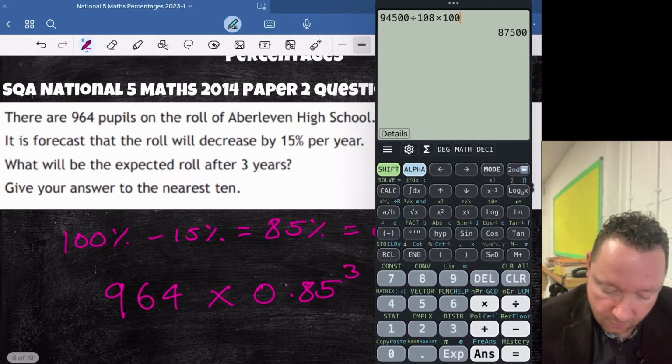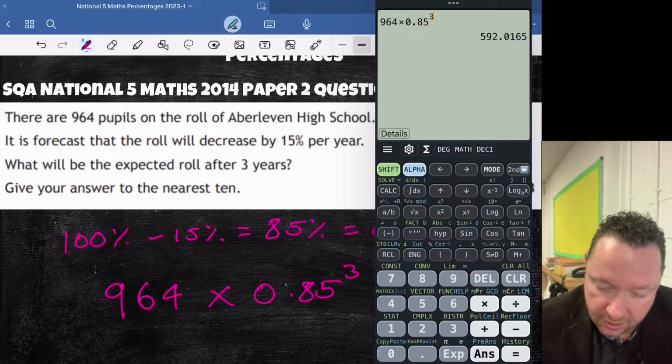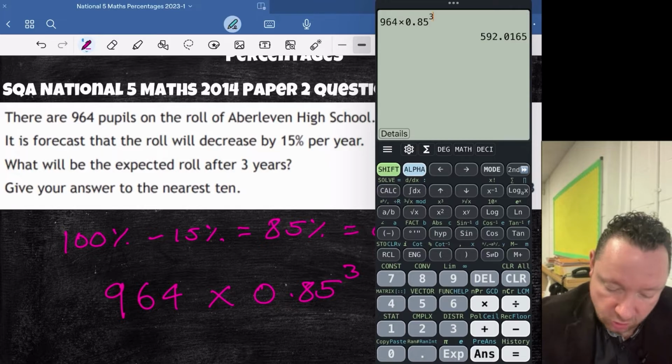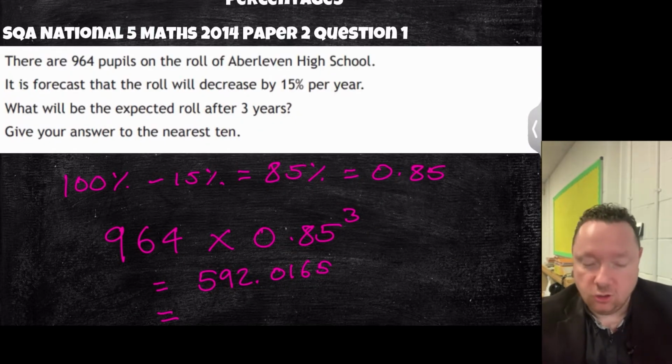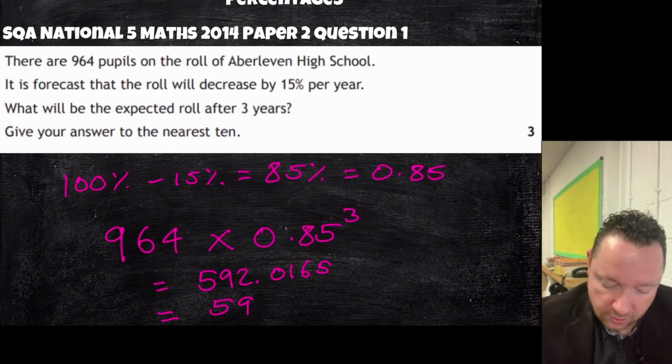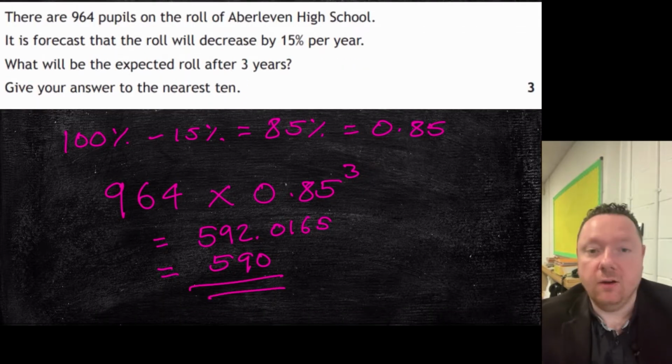Calculator for that, 964 times 0.85 to the power of 3 is 592.0165. So I'll just write down my whole answer, 592.0165, which to the nearest 10 is 590. So I'll write 590 for my final answer.